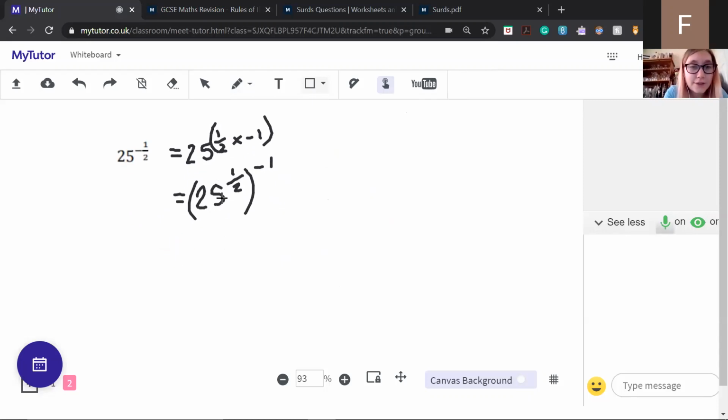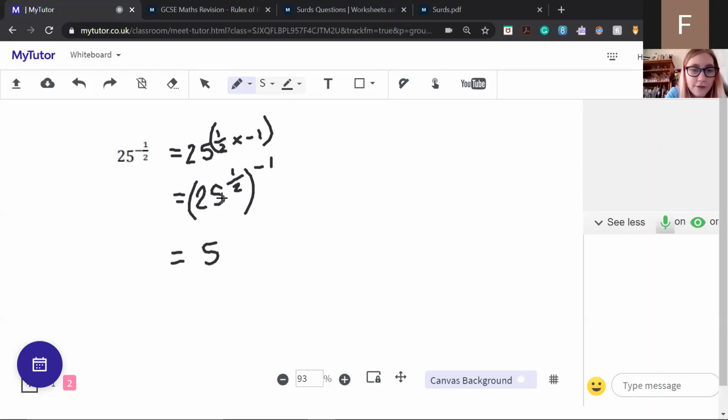So what this gives you, 25 to a half. We remember our rules. Half meant square root. So the square root of 25, and we always take the positive root. That's a convention with indices. Because you know the square root of 25 is plus or minus 5, but we take the positive one.